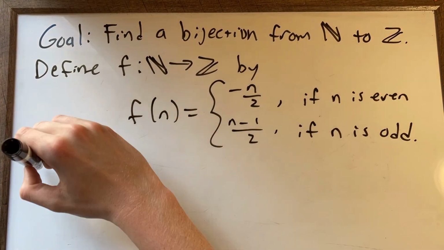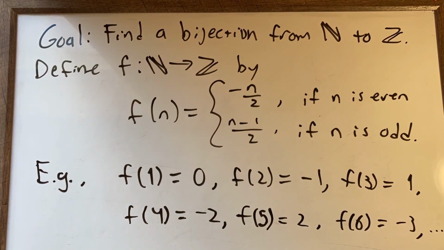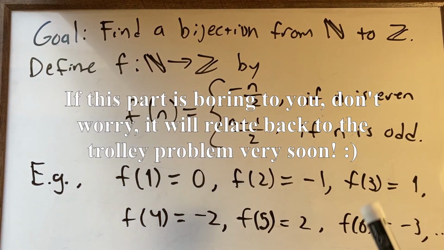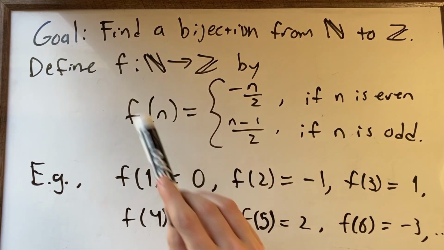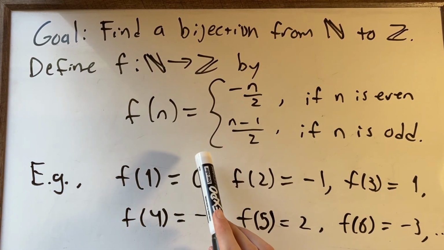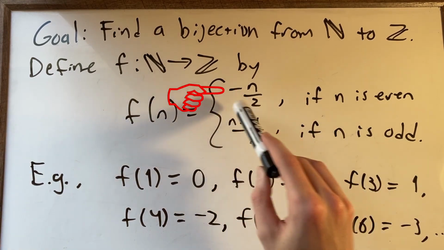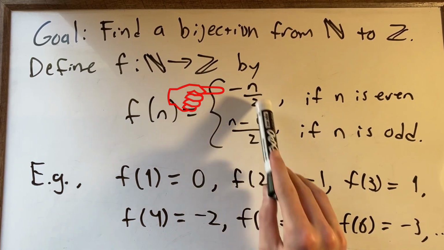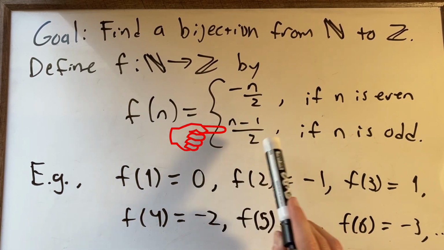So this time we're trying to find a bijection from N to Z. Now N again is the natural numbers and Z is the integers. So positive and negative whole numbers and also including 0. That's the integers. So we choose a function from N to Z defined by f of n equals, there's one of two choices. If n is even, then our output is going to be negative n over 2. And if it's odd, then our function output is going to be n minus 1 over 2.